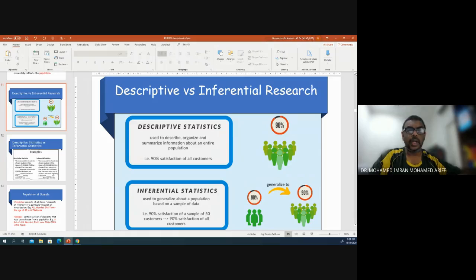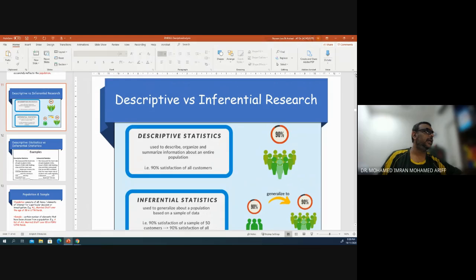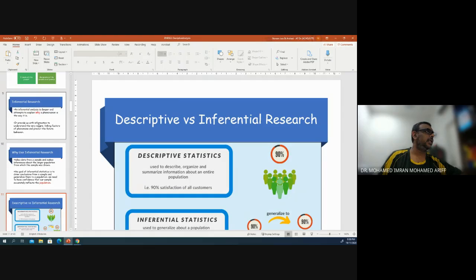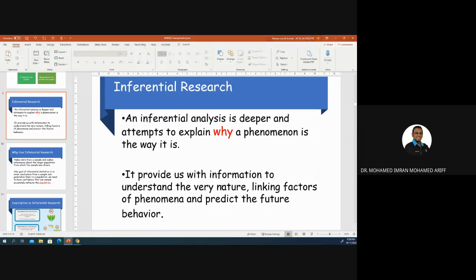Okay, let's just go back. Alright, inferential. Okay, tadi kita dah tahu inferential tu apa. So this we just go back and see what does it mean. Is deeper and attempts to explain why. Okay, so tadi tak ada why, now dah ada why dah. So now we are going deeper. Provides us with information to understand the very nature of linking factors of phenomenon and predict the future behavior. So now we are looking at linking the factors and predicting the behavior.